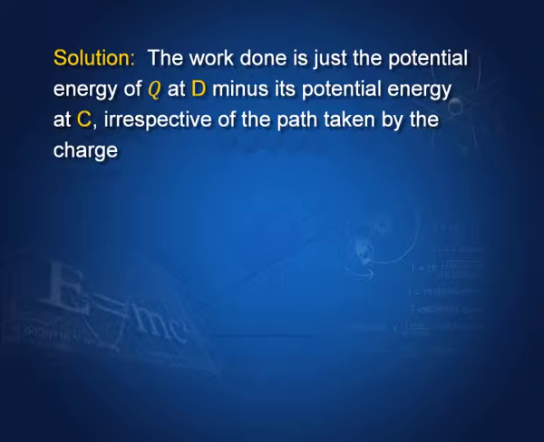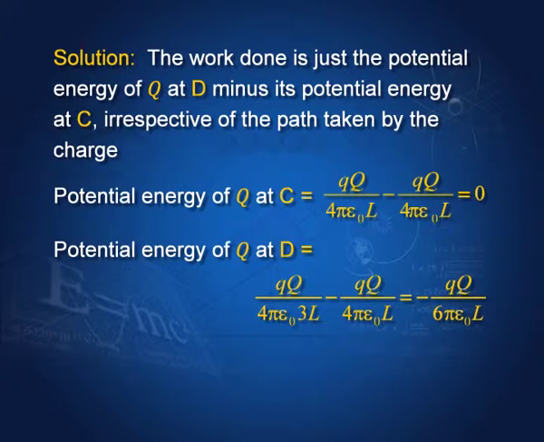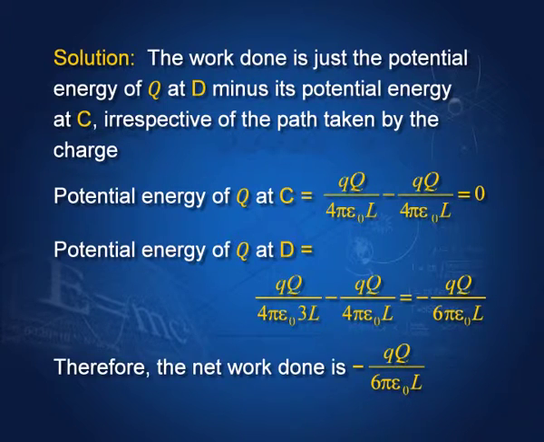We find the potential energy of Q at C, which is 0, then the potential energy of Q at D. So, we take the difference of potential energies, and this is this. Therefore, the net work done is minus QQ by 6 pi epsilon 0 L. The path does not matter.